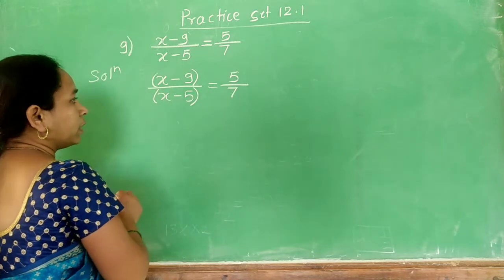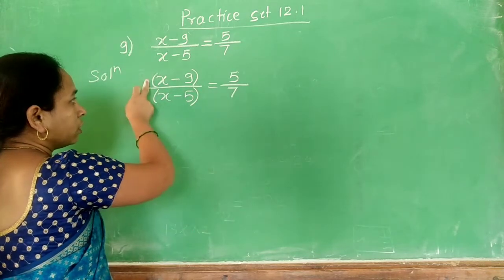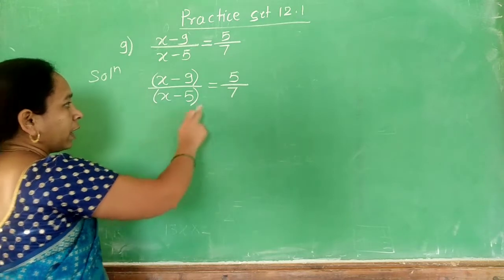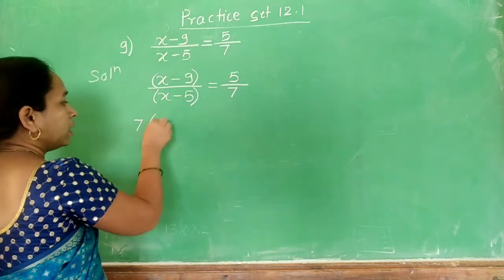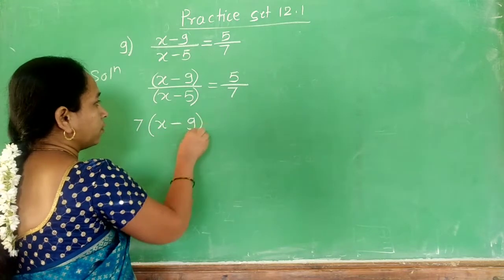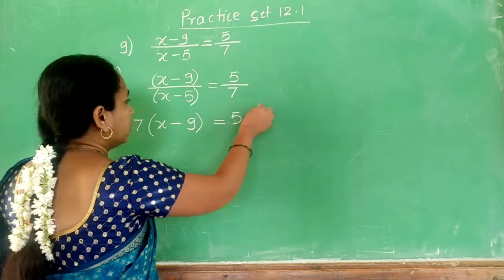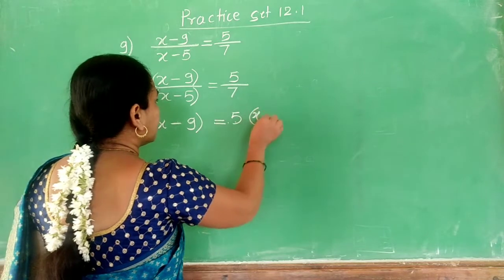Now we have to multiply cross. 7 will go here, so it will go in multiplication, and this bracket I will transfer on this side. So 7 multiplied by x minus 9. So same thing, 5 is multiplied with the bracket x minus 5.